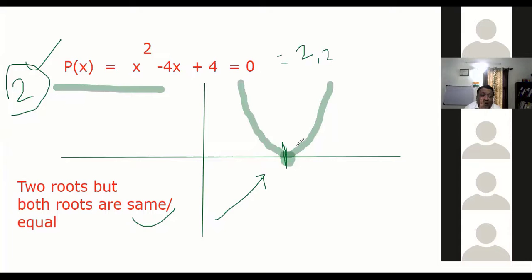Look everybody, the concept is this. If it is a linear polynomial, 1 root. Quadratic polynomial, 2 roots. Cubic polynomial, 3 roots. That is the concept. Now, their roots can be equal or different. That is a different thing. Okay, everyone? Yes, sir.